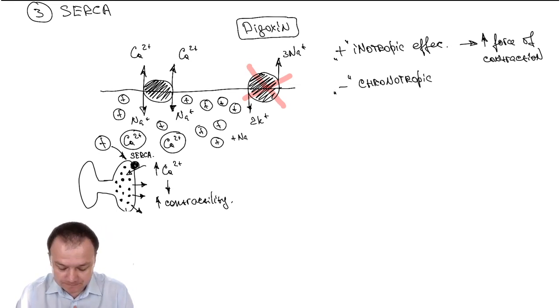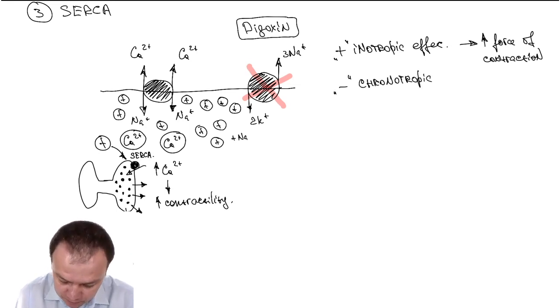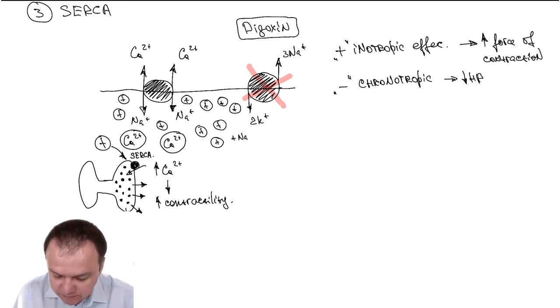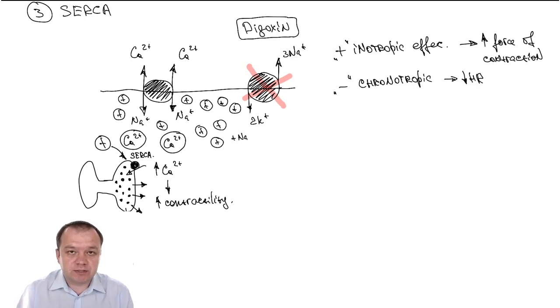Why does digoxin produce a negative chronotropic effect? Why does digoxin decrease heart rate? Because in response to increased force of contraction, with the help of the baroreceptor reflex mechanism, we have an increase in vagus nerve tone, and we have a decrease in heart rate. This is one way how it's possible.